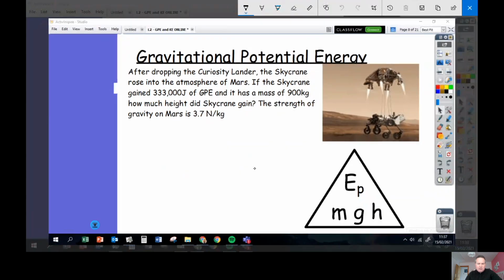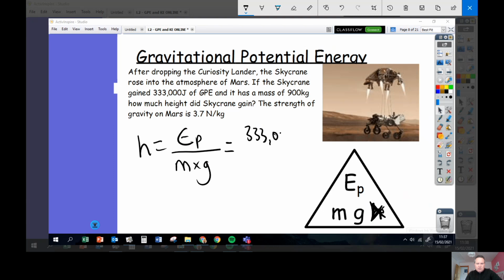Okay, let's get my sketch pad here. So I'm trying to work out a height here. So if I look at my triangle, height is the energy divided by the mass times gravity. So if I'm writing out my sum, it's the energy, 333,000, divided by the mass, 900 kilograms, times the strength of gravity on Mars. So that's what my sum looks like.